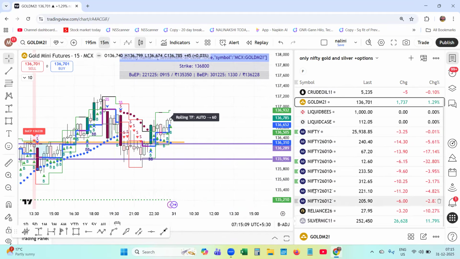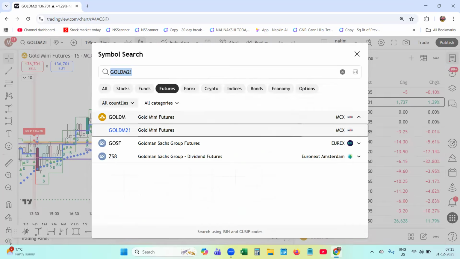You can even on the Reliance. Let us go to the Reliance stocks.